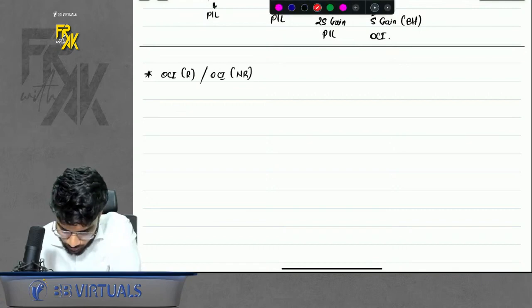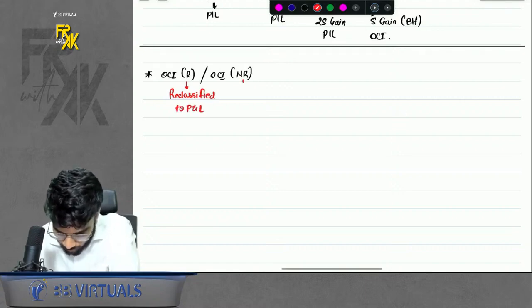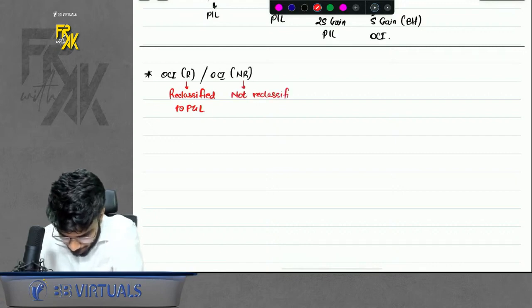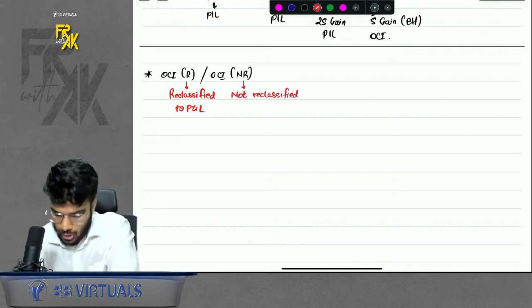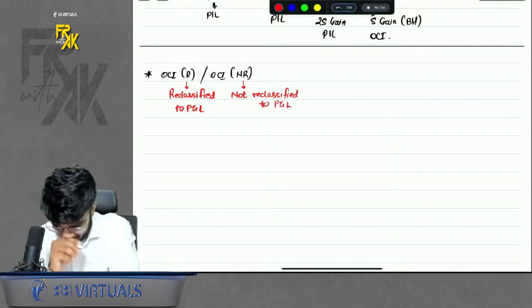First, let's write down the full form of R. What is the full form of R? R means reclassified to P&L. And what is the meaning of NR? NR means not reclassified to P&L.